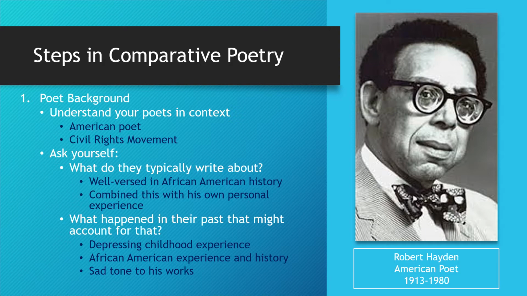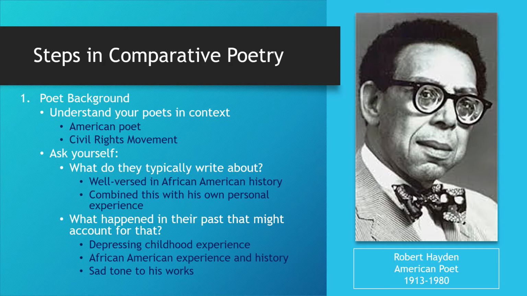So just like we did in the last video, on the right portion of your screen I've put a picture of Robert Hayden, and he is an American poet who lived from 1913 till 1980. So I understand geographically he's born and raised in America, specifically in Detroit, Michigan, but also that he grows up during a time period where he would have experienced segregation and discrimination as an African American, but also he would have gone through the civil rights movement.